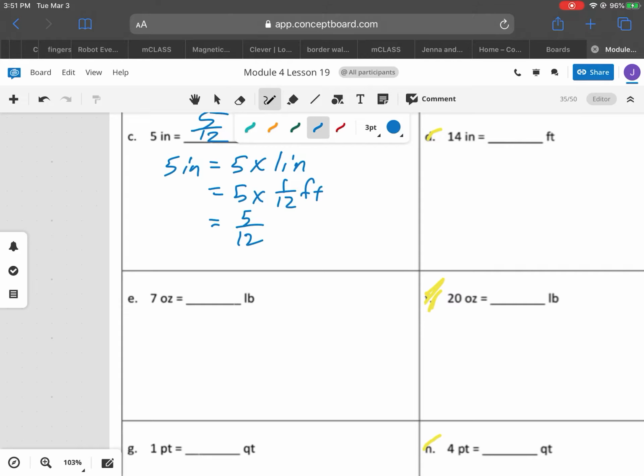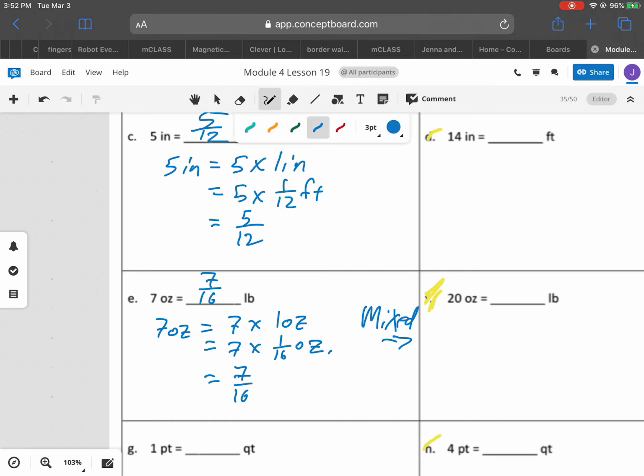All right, we have 7 ounces to pounds. 7 ounces, again, we already know this one. It goes to 7 times 1 ounce, which is equal to 7 times 1/16 of a pound. All right, and that gives us 7/16. It looks like your answers over here are going to be mixed numbers.